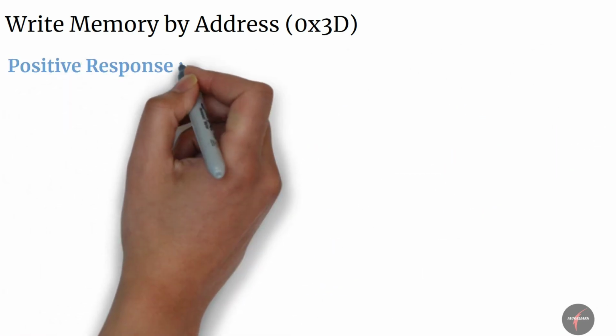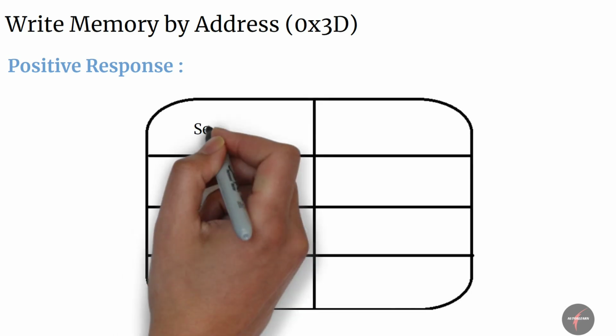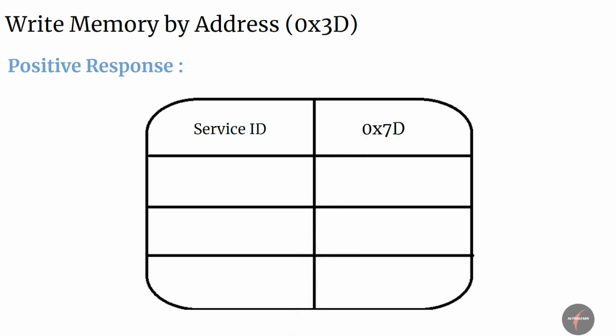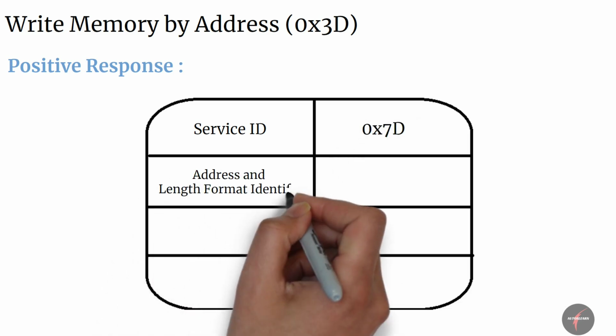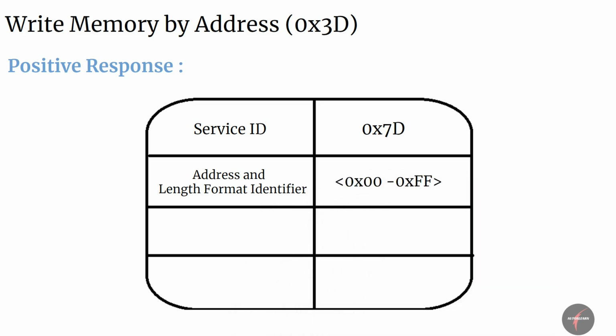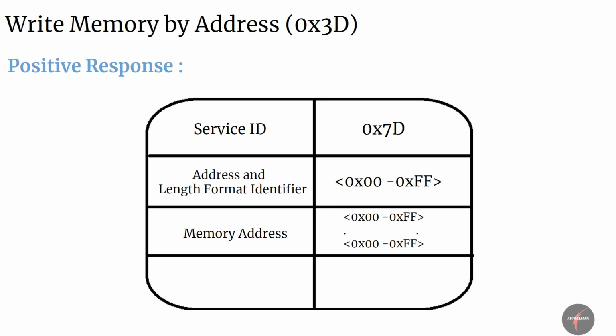Let's now have a look into the positive response structure. The positive response for this service includes response service ID 7D, the address and length format identifier echoed from the request, the memory address also echoed from the request, and the memory size also echoed from the request.